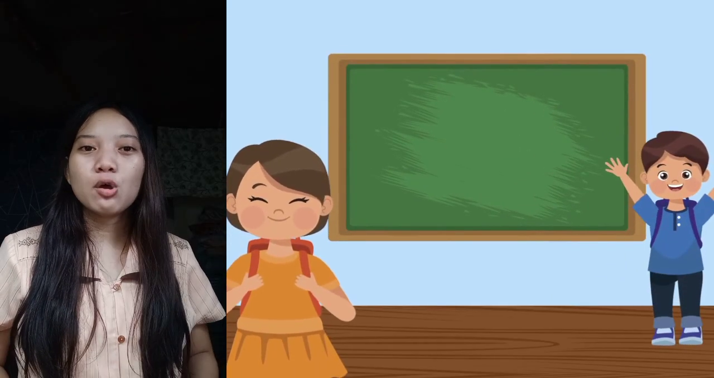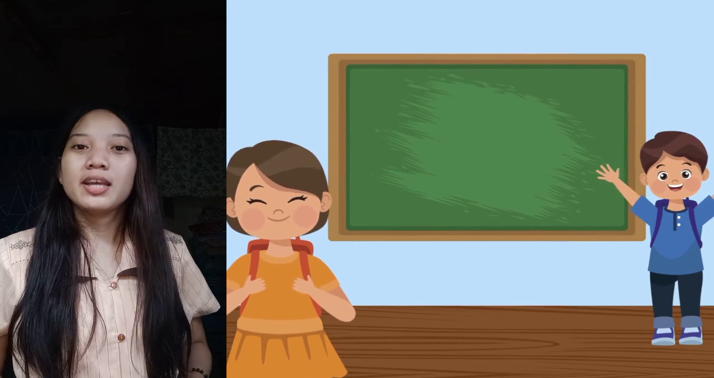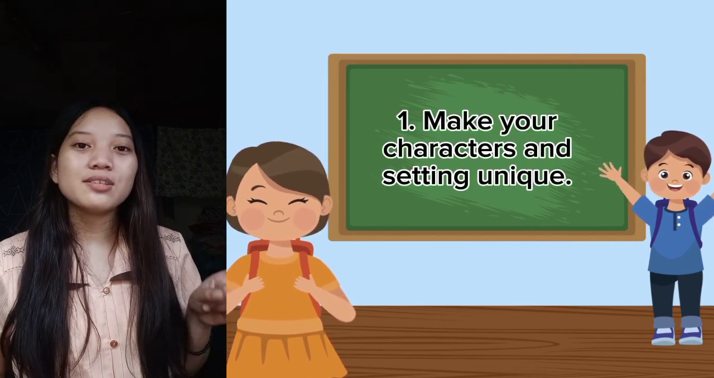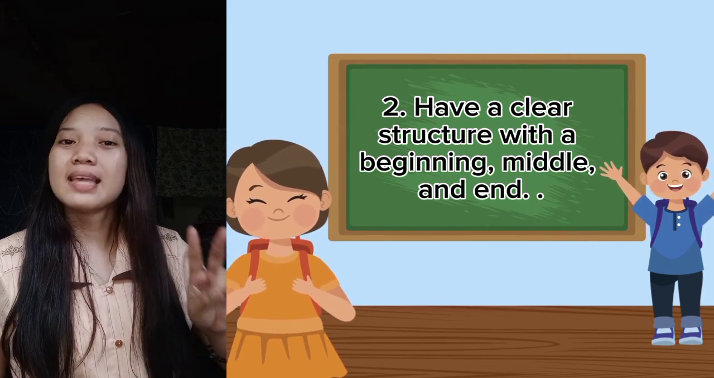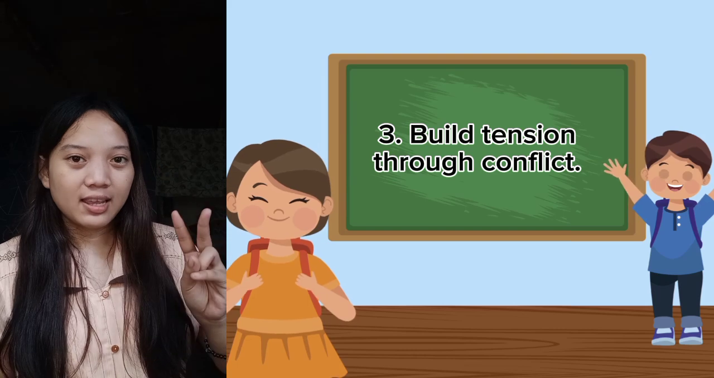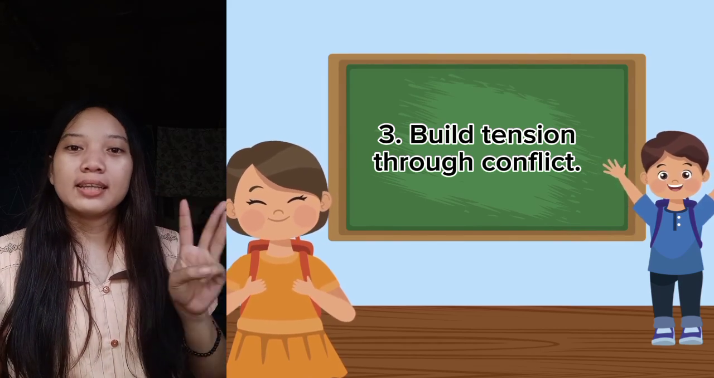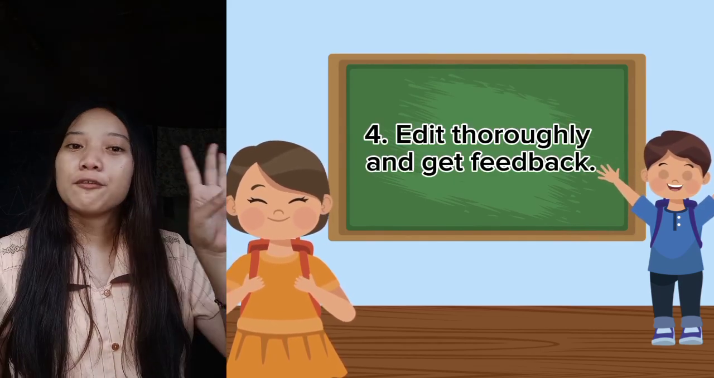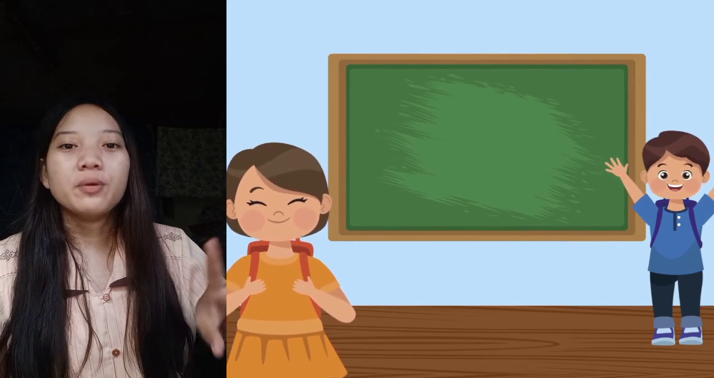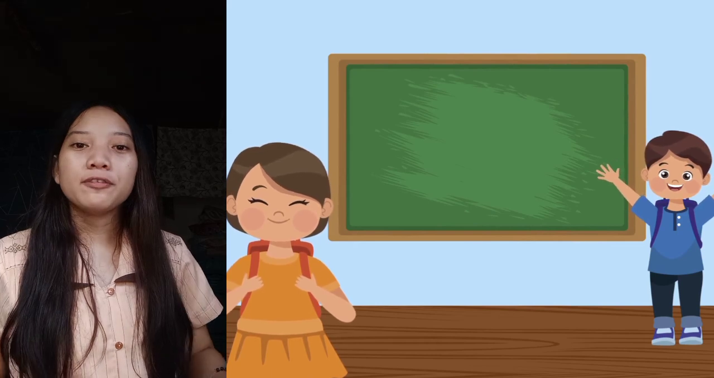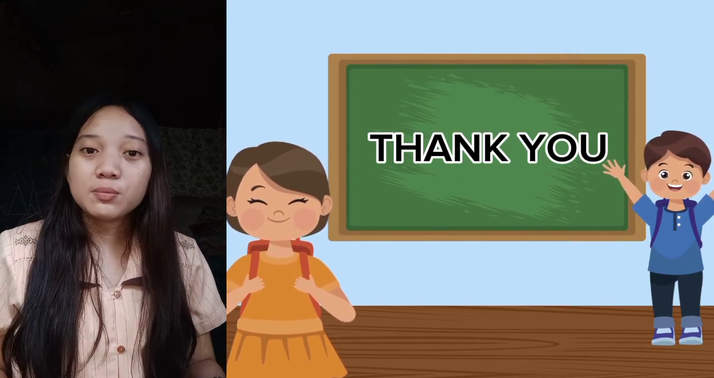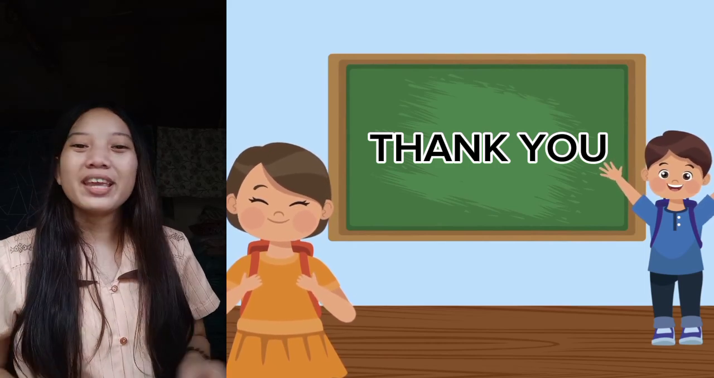To summarize, when writing flash fiction, you need to first make sure that your characters and settings are unique. The second is to have a clear structure with a beginning, middle, and end. The third is to build tension through conflict. And the fourth is to edit thoroughly and get feedback. With these four elements in mind, your flash fiction can leave a big impact, even with a small word count.